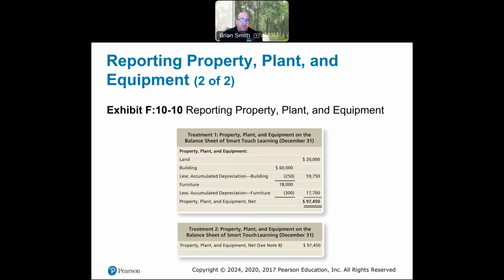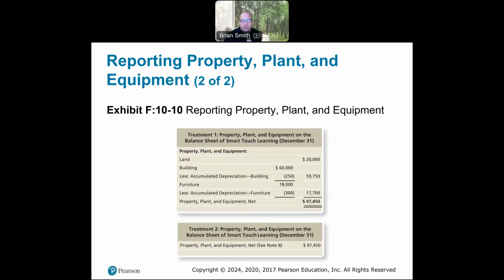How we report it on the balance sheet is going to be less the accumulated depreciation. Here's an example of a partial balance sheet showing the property, plant, and equipment section. You notice it shows the building kind of on the inside, with the accumulated depreciation underneath it and the book value off to the right. This is how you'll typically see it. Sometimes you'll see the second treatment there, where it just says property, plant, and equipment, net. It's saying that that's net of all of the accumulated depreciation.